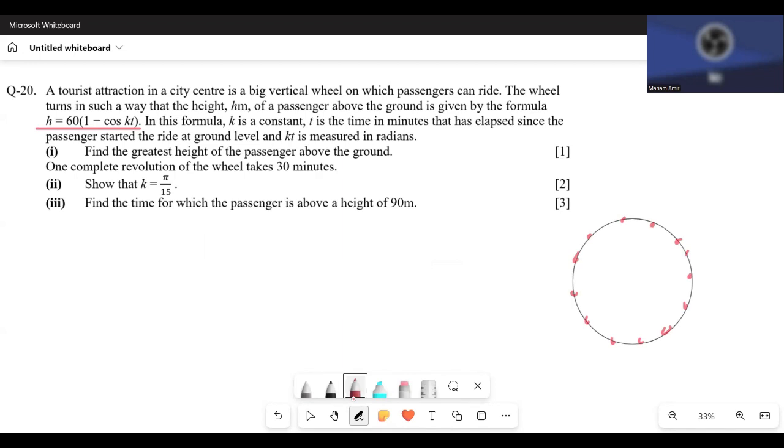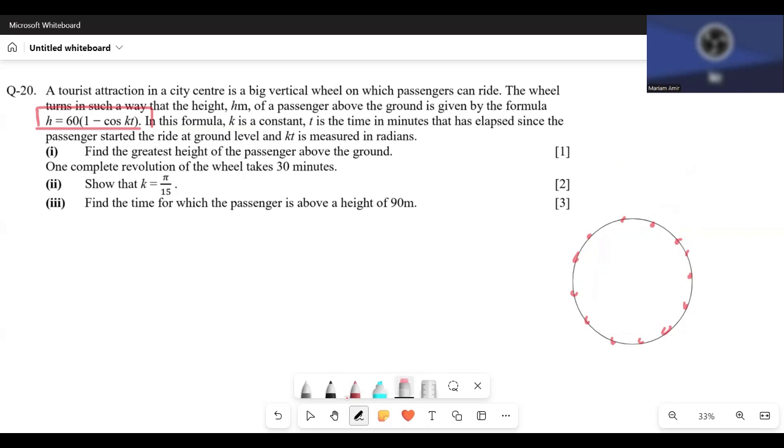It's very common to model periodic functions using cos or sine equations. Periodic function means that this height keeps increasing and then decreasing, increasing, decreasing. So it's going to be a wave kind of motion. The height increases and then it decreases, then it increases again, then it decreases. That's why it's being modeled by a trigonometric equation.